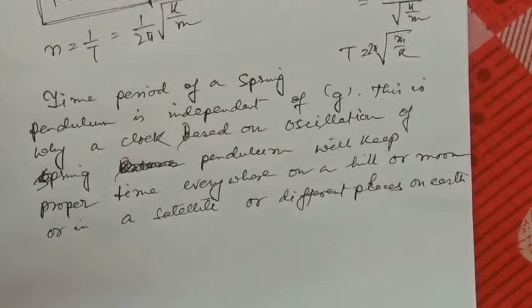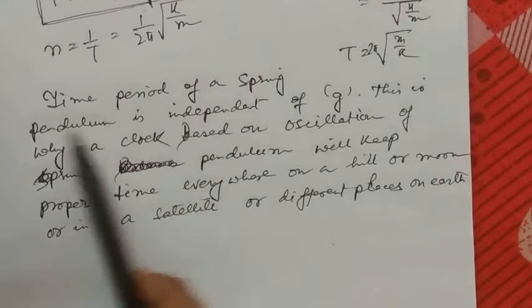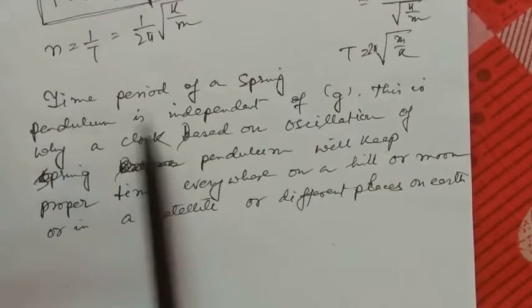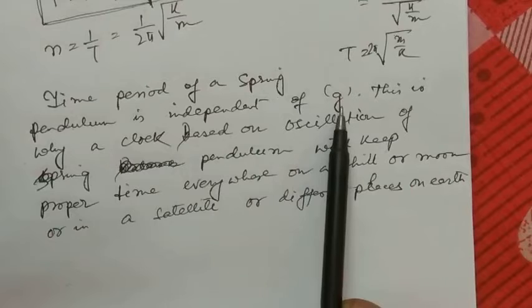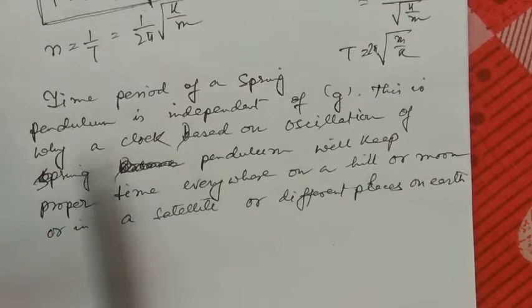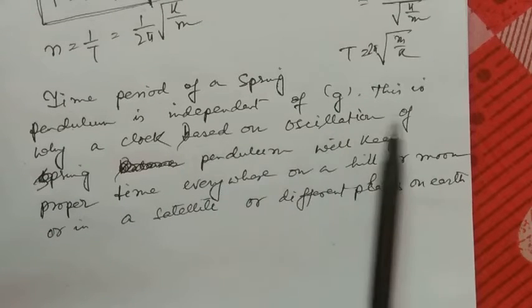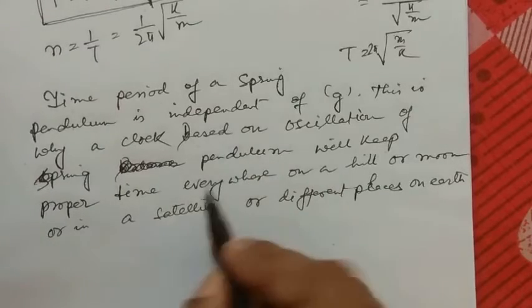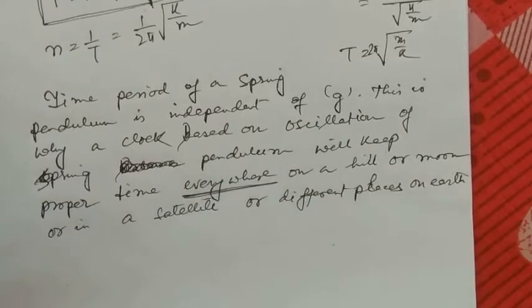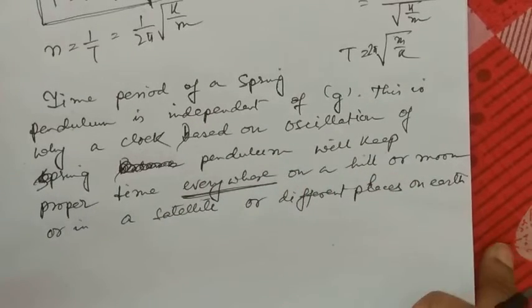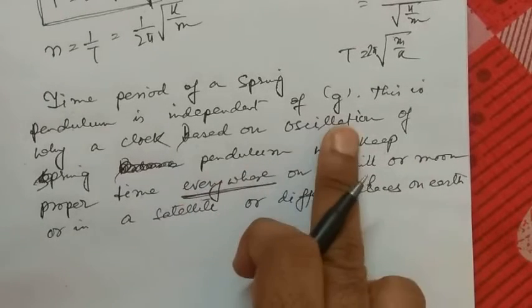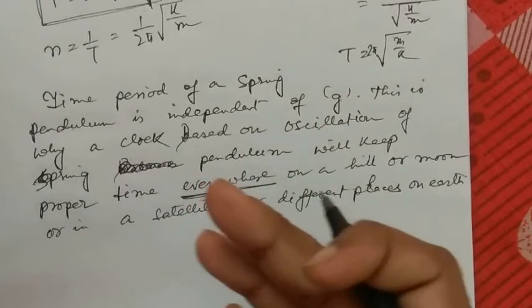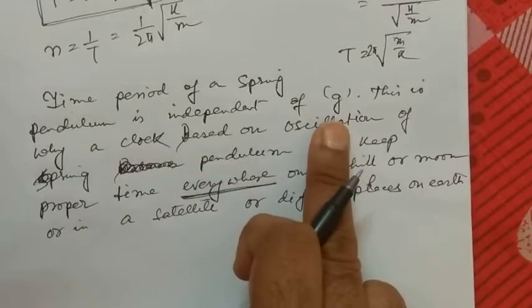So I have written the point for you. You can take it down in the copy. The time period of a spring pendulum is independent of g, or acceleration due to gravity. This is why a clock based on oscillations of a spring pendulum will keep proper time everywhere. This point is very important. Everywhere, on a hill, moon, or in a satellite or different places of the earth, anywhere you take, this will keep proper time, because the time period of the spring pendulum does not depend on the value of g.